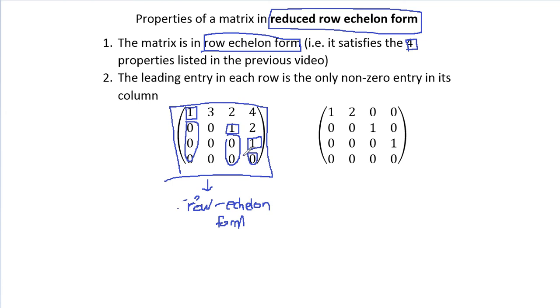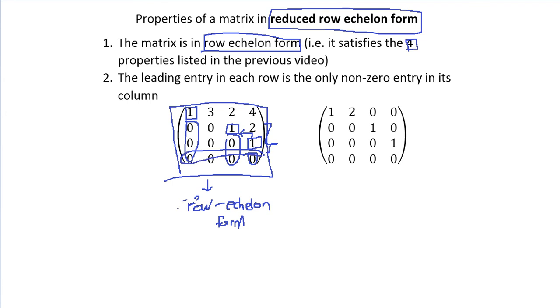And also for any two consecutive non-zero rows, the leading entry, which is 1 on the second row, is to the left of the leading entry on the third row, as you can see here. And for any row which is 0, it lies on the bottom row. So this is a row echelon form.